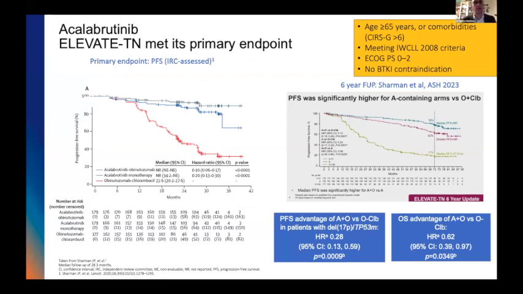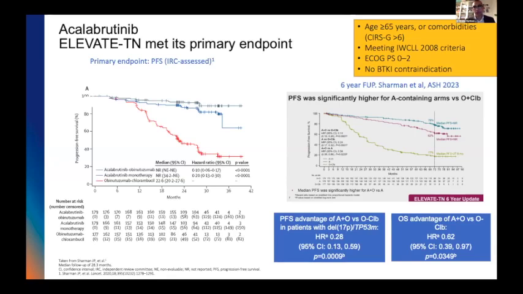The final BTK, acalabrutinib, comes from the ELEVATE-TN study. The 6-year follow-up was presented at ASH, with 2 things to discuss. The median PFS is 62% at 72 months. It's quite a bit longer follow-up than zanubrutinib, so difficult to compare head to head, but probably following a very similar trajectory. The really important point here, and it's a shame we can't use it, is the combination of acalabrutinib and obinutuzumab, because it has now clearly shown a progression-free survival benefit against acalabrutinib monotherapy, with good statistical significance and long follow-up.